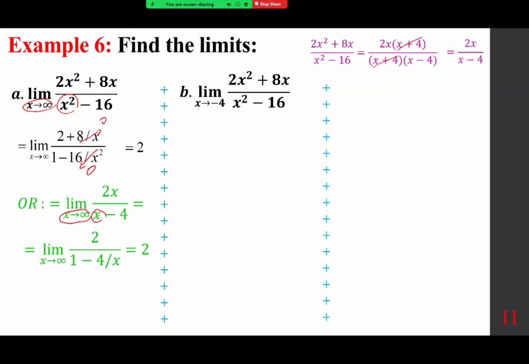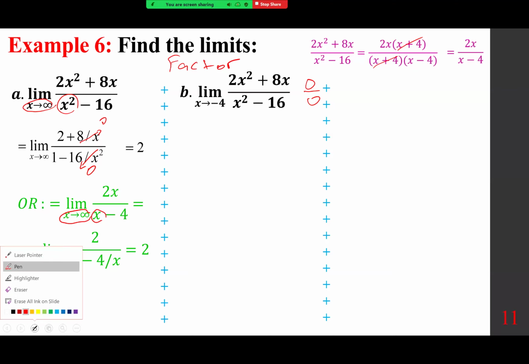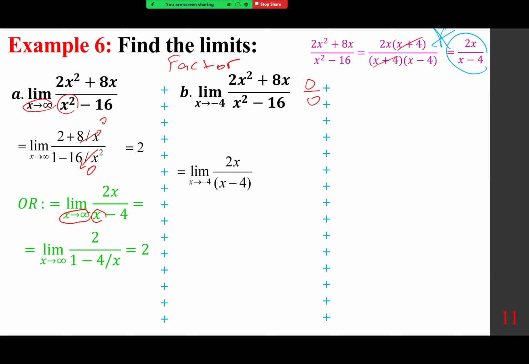If we take the limit of this expression as x approaches negative 4, if you plug in, you get 0 over 0, and the technique is factoring. And since we already have the factored form, you're going to use that. And now if you plug in negative 4, you get minus 8 over minus 8, which is positive 1.